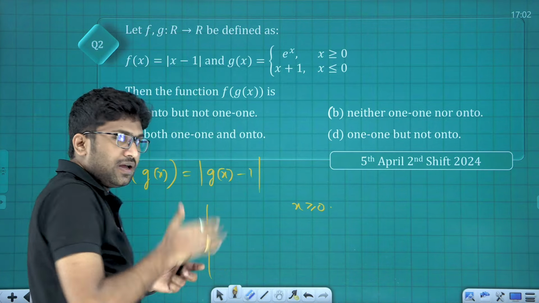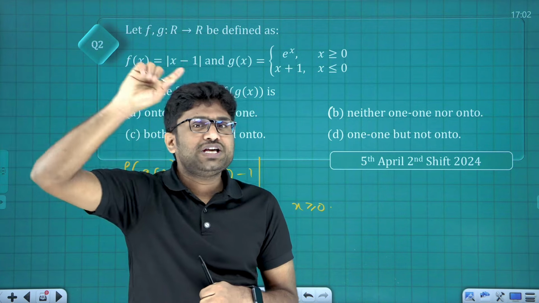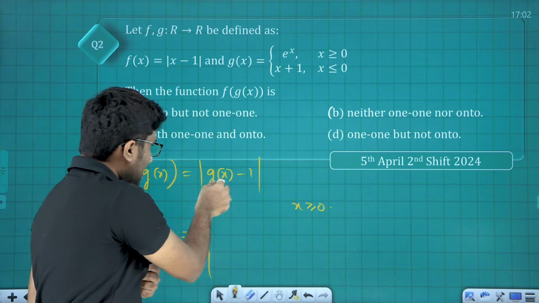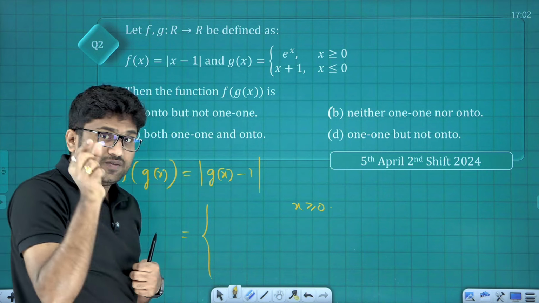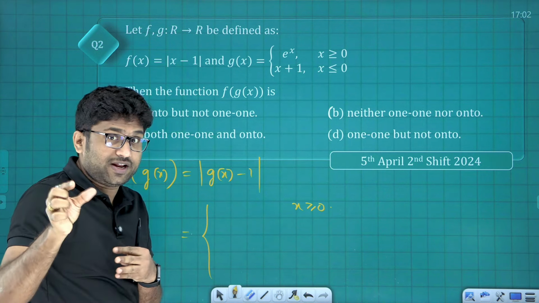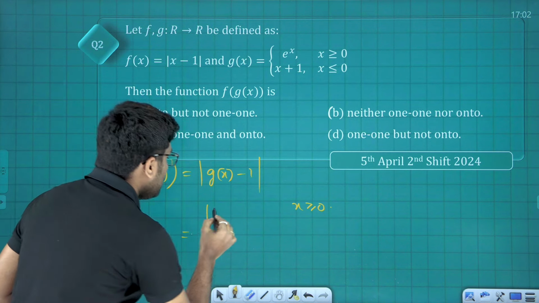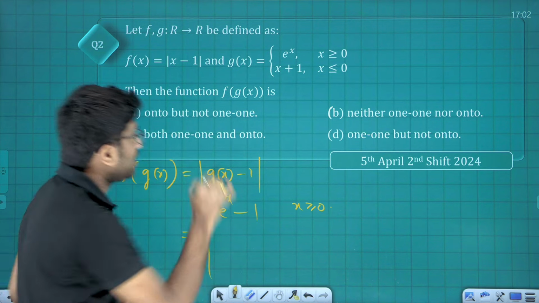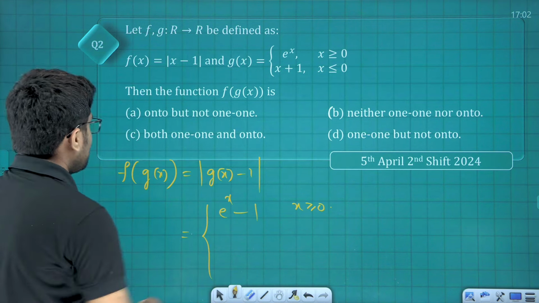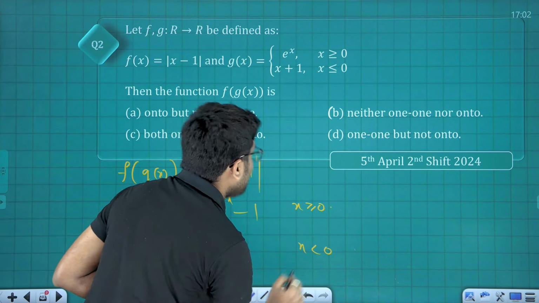We put e power x here: mod of e power x minus 1. When x is greater than 0, e power x will always be greater than or equal to 1. Clear? So if x is greater than or equal to 0, mod of e power x minus 1 is always positive. Something inside mod is always positive, which means it is directly e power x minus 1.